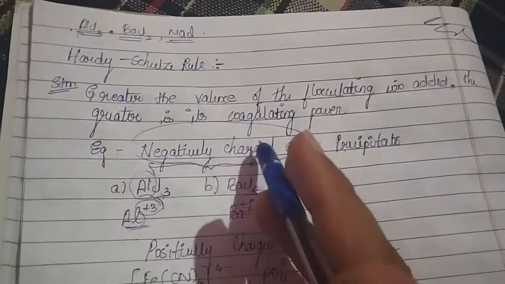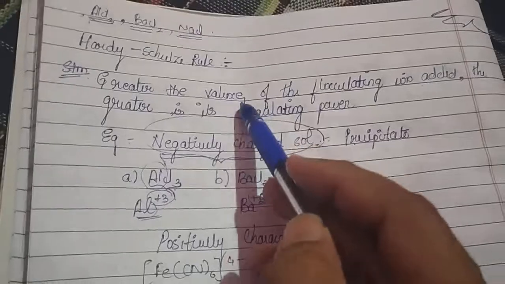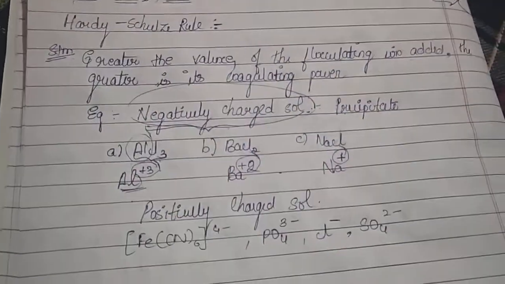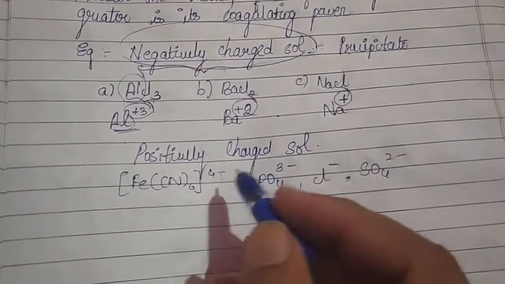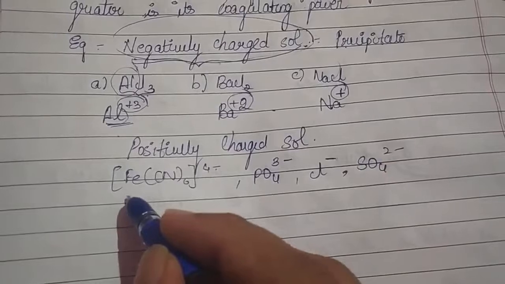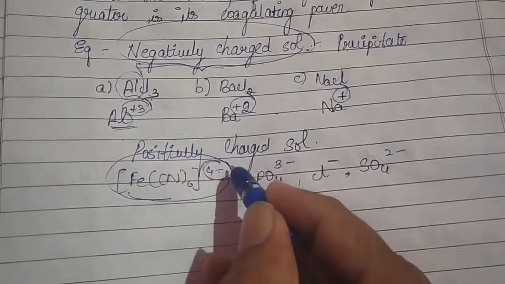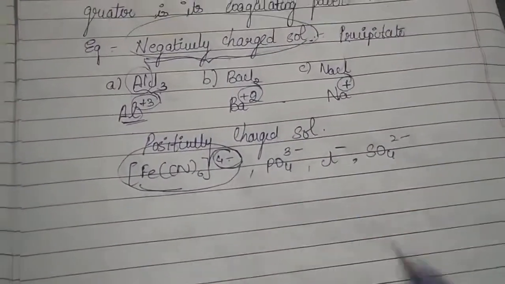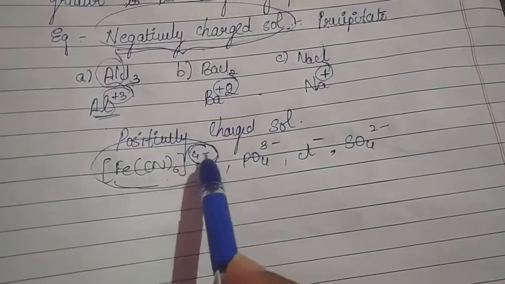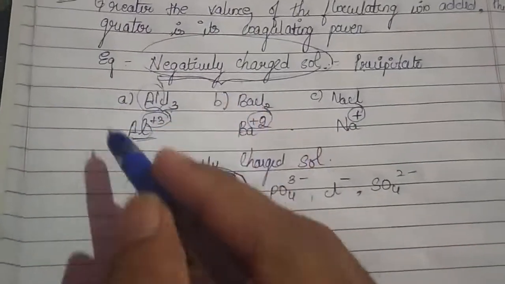Here also the same tendency follows. The greater the valency of the flocculating ion added, the greater will be its coagulating power. Here also you should see which number is the greatest. In the given examples, Fe(CN)6 4- has the greatest charge, so it will have the greater power to cause precipitation of your colloid. So first will come Fe(CN)6 4-, soon after that PO4 3-, then SO4 2-, and then Cl-.